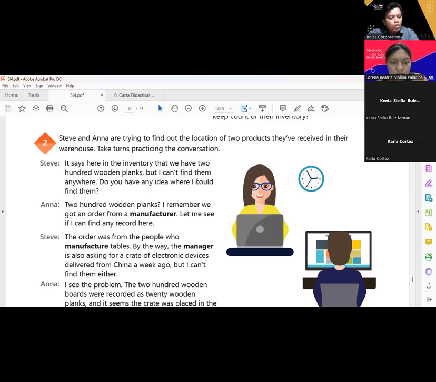Anna: 200 wooden planks, right? I remember we got an order from a manufacturer. Let me see if I can find any record here. Steve: The order was from people who manufacture tables.